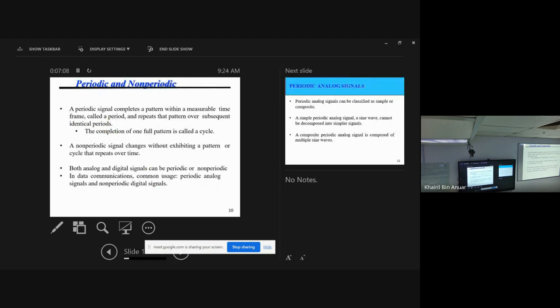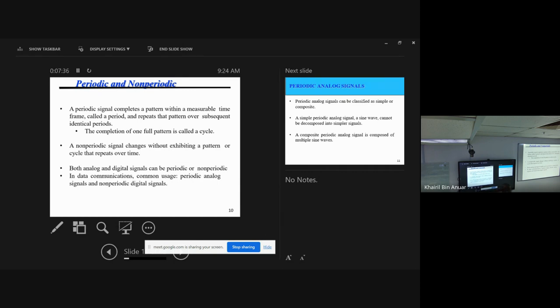And with respect to the signal itself, it can be either periodic or non-periodic. Periodic means that you have some pattern over the whole signal. Say that you have a sine wave, and it will replicate on the other cycle. It can be any period of time, but it will replicate on the next cycle.